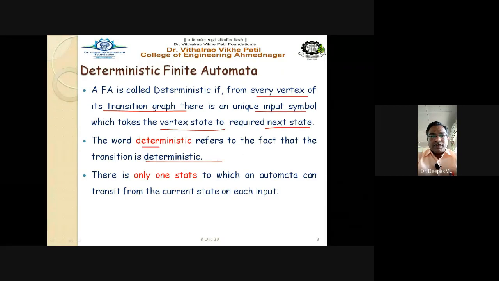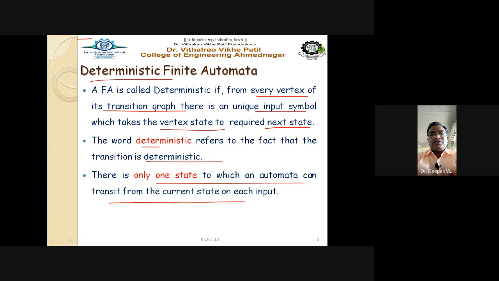Means you can determine, for example, if there is a state Q0 and there are two input alphabets A and B, there is only one transition on input A from state Q0, and there is only one transition on input B from state Q0. There are no multiple transitions on a single input alphabet. That's why it is called the deterministic finite automata, or the DFA. So there is only one state to which an automata can transit from the current state on each input symbol. So it is very simple.